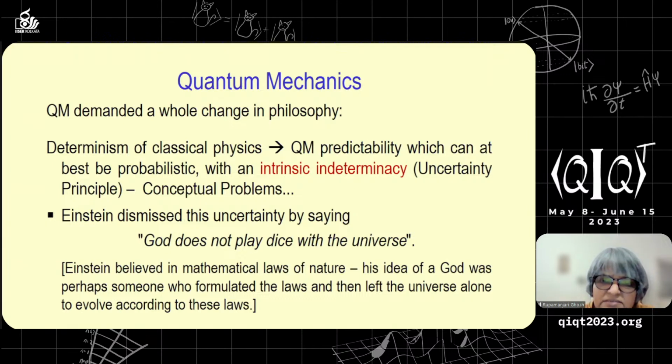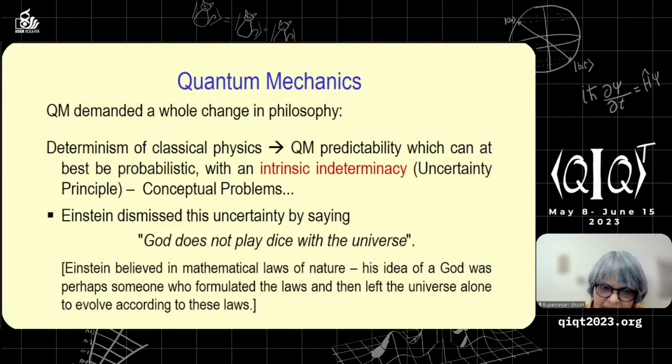So there is an intrinsic, in principle, indeterminacy. You're all familiar with the uncertainty principle, and that led to a whole lot of conceptual problems. Today, I'll not tell you stories, but again, for completeness, Einstein, of course, dismissed this uncertainty by saying God does not play dice with the universe.